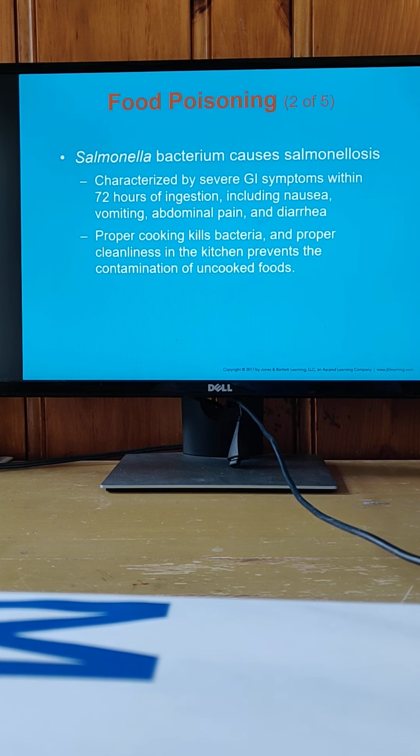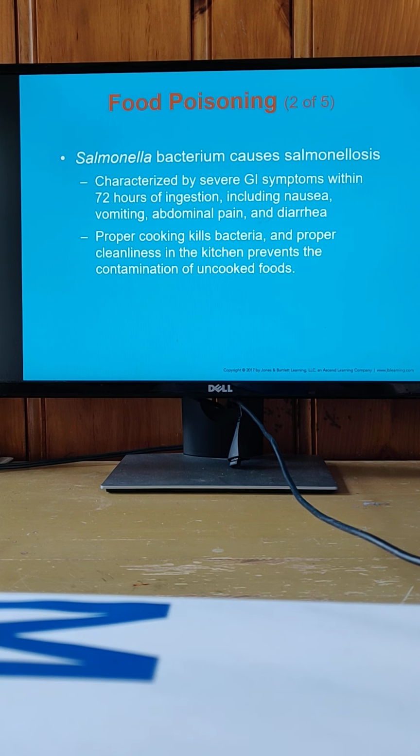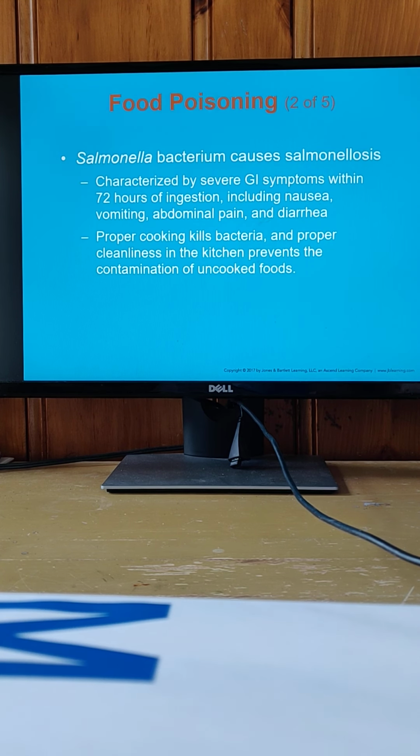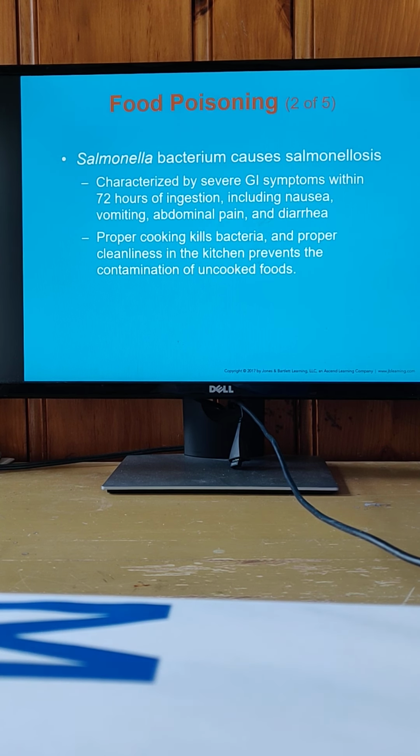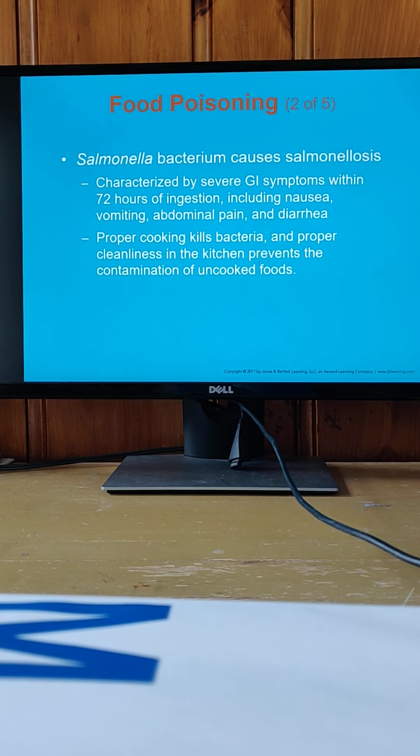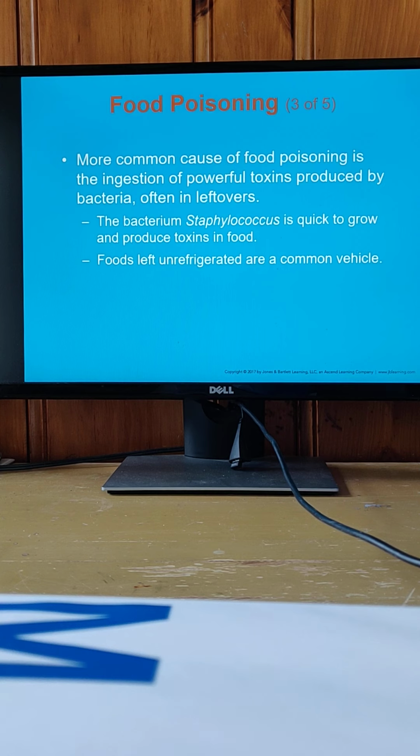Proper cooking kills bacteria, and proper cleanliness in the kitchen prevents contamination of uncooked foods. Also, cross-contamination. You can't have raw chicken on a cutting board, and then when you're done with it, use the same cutting board with all the chicken juice on it, and then put raw meat on it, and then process that. Or have seafood. You can't have beef, chicken, and seafood mix. You can't, under any circumstances. If you do, you have cross-contamination, you will kill somebody. Or somebody will get extremely, extremely sick because they're cross-contaminated.